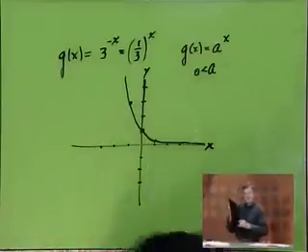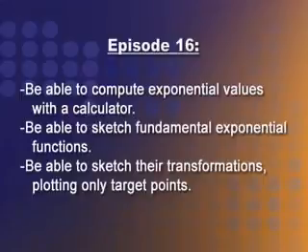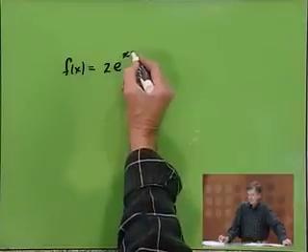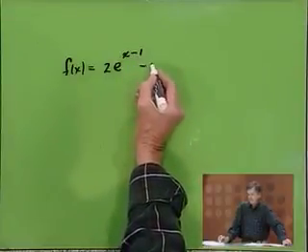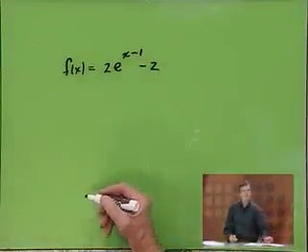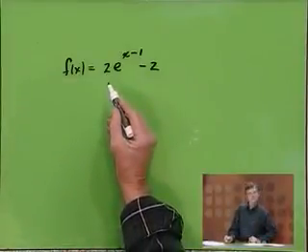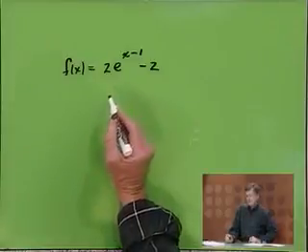Okay, now let's look at transformations of these functions. This is still in episode 16. And this time, I'm going to take the function f of x equals 2 times e to the x minus 1, minus 2. Now, I have 3 different basic transformations in this function.